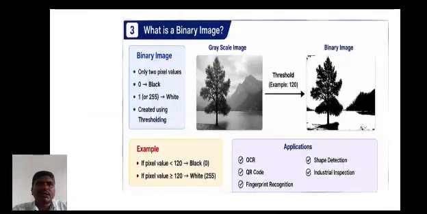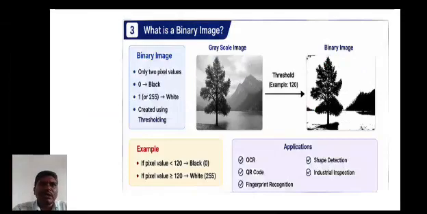Next, what is a binary image? Now let's move to the binary image. A binary image is simpler than a grayscale image. It contains only two possible pixel values. One is black, and the other is white. Here black is represented by 0, and white is represented by 1 or sometimes 255. So depending upon the system, white is either 1 or 255.